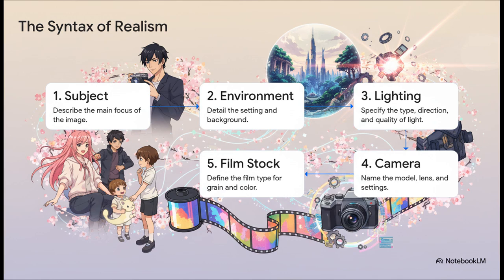You've got your subject, of course, then the environment. Third, and this one's huge, is the lighting. But the real secret sauce, the absolute game changers, are the next 2. Number 4, the camera, and I mean the specific model, lens, and settings. And number 5, the film stock, which tells the AI exactly what kind of grain and color profile you want. Following this structure forces the AI to abandon that generic, averaged look.